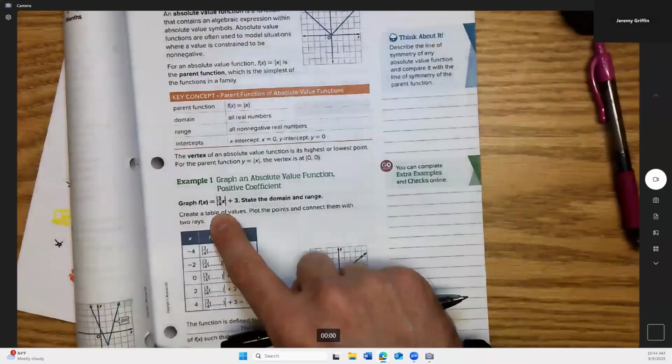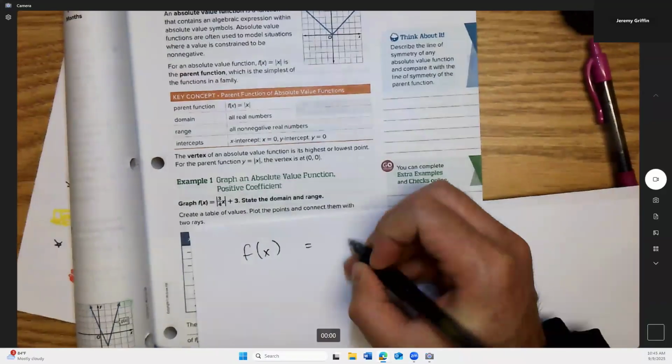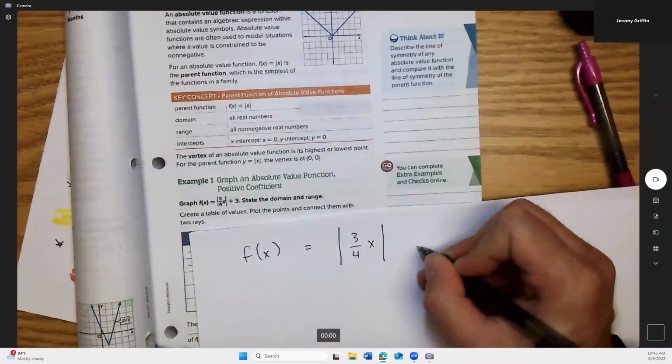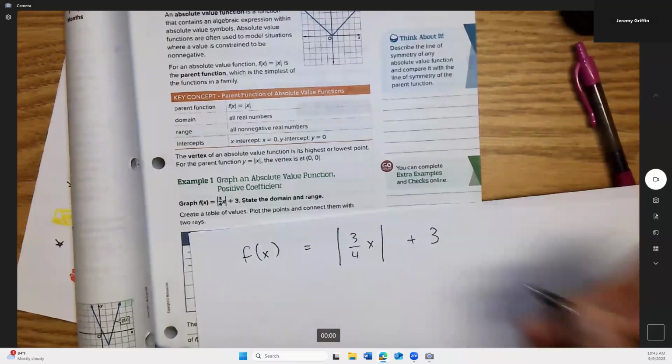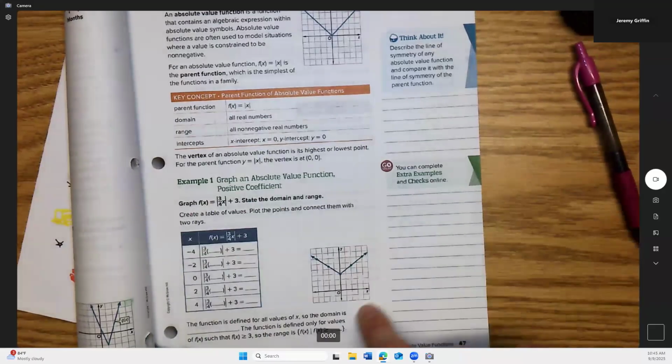They list the function right here. They say f of x is, and then in absolute value bars, we got 3/4 x. And then outside the absolute values, we've got a +3. Okay. And you guys know what it's going to look like because they give it to you right here.